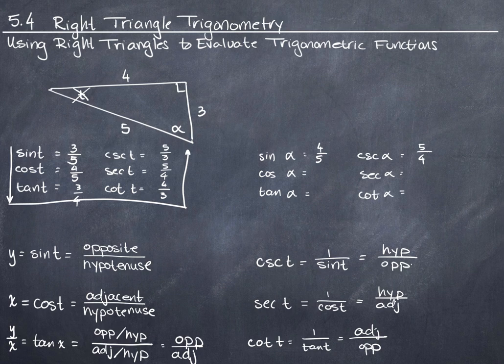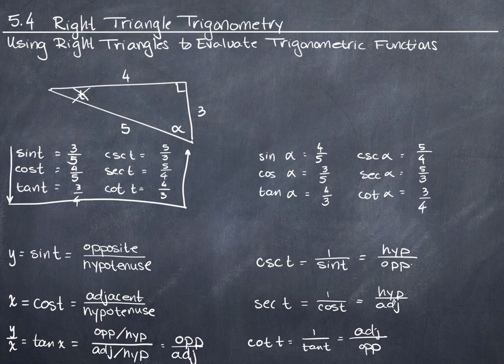Cosine of alpha is adjacent, the side next to alpha, but not the hypotenuse, the other side that's next to it. So 3 over the hypotenuse, which is 5. Cosine is 3 over 5. That means that secant will be 5 over 3. Tangent is opposite over adjacent, so 4 over 3. And therefore cotangent will be 3 over 4.